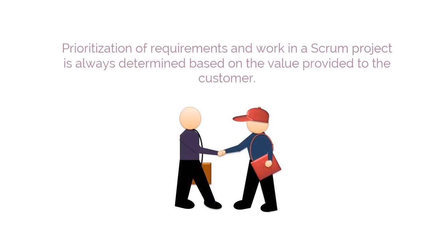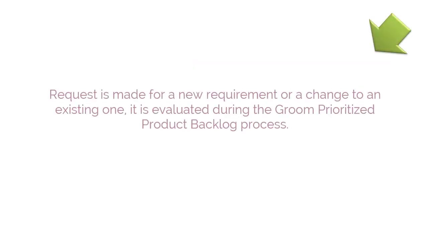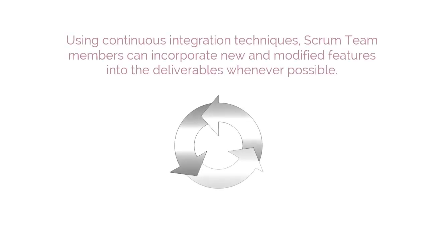The prioritization of requirements and work in a Scrum project is always determined based on the value provided to the customer. When a request is made for a new requirement or a change to an existing one, it is evaluated during the Groom Prioritized Product Backlog process. Using continuous integration techniques, Scrum team members can incorporate new and modified features into the deliverables whenever possible. These are the 5 key characteristics which help achieve flexibility.